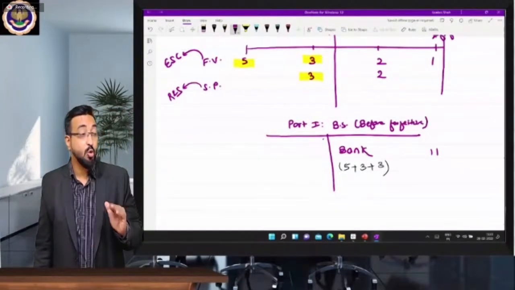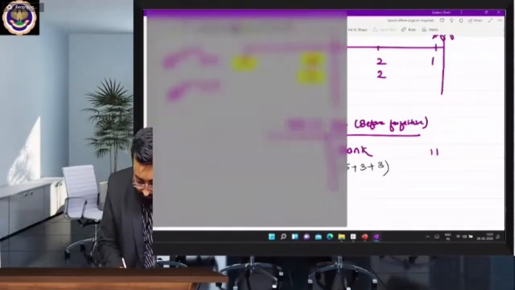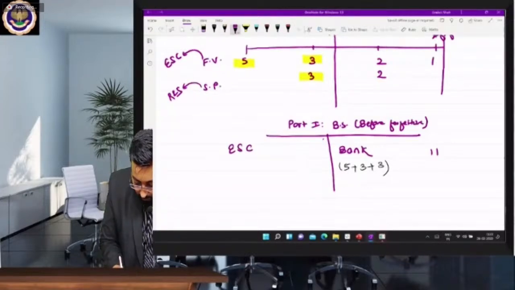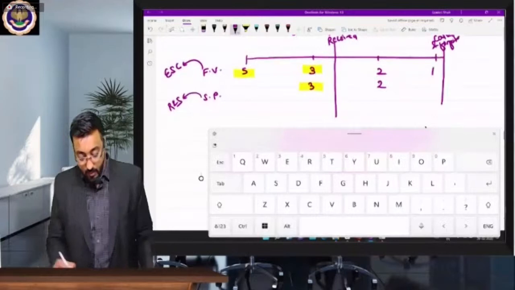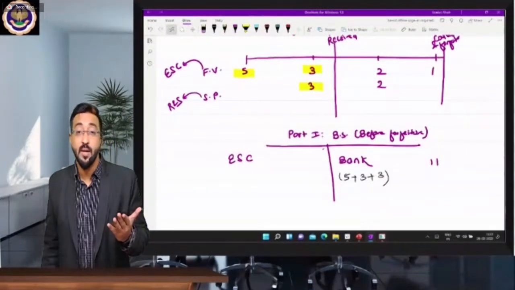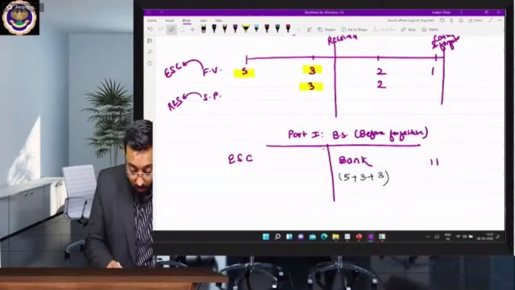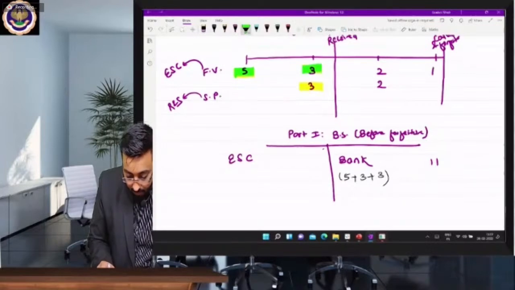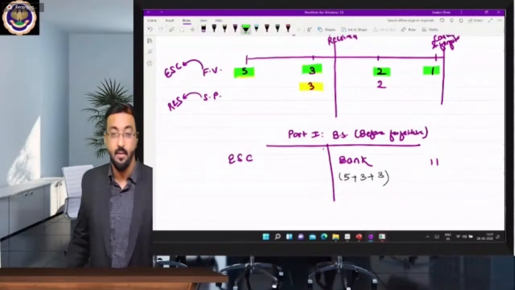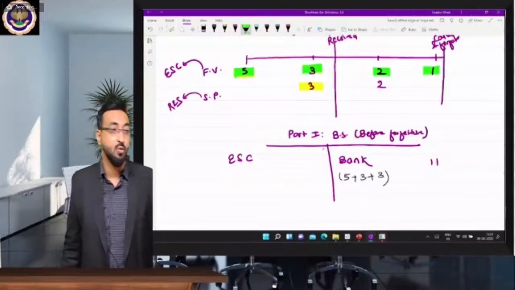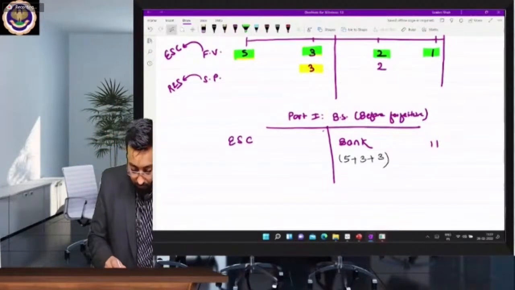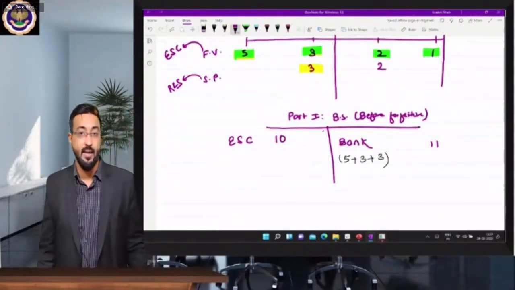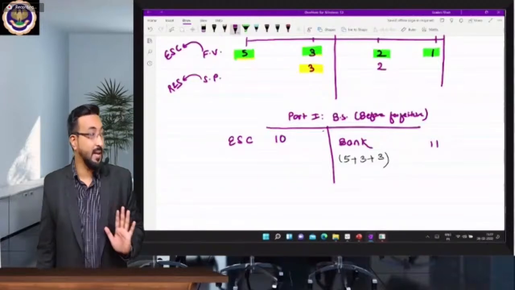Share capital will be shown separately. Equity share capital is up to the called up amount. Called up means 5, 3, 2, 1. I called up 5 plus 3 plus 2 plus 1, so I called up 10 rupees, full up to the second line.